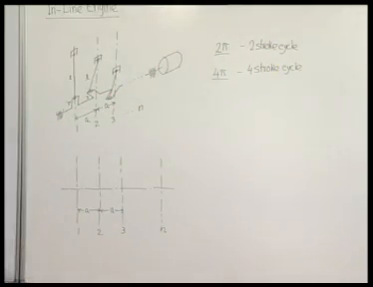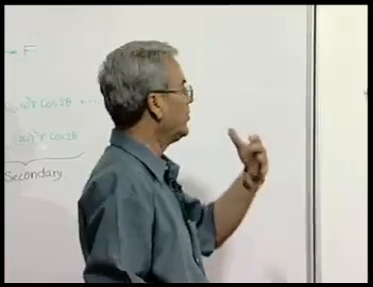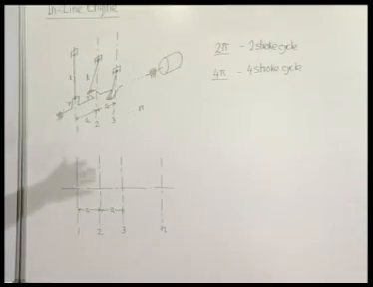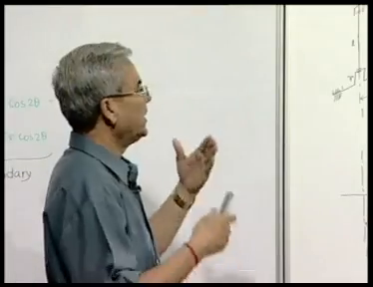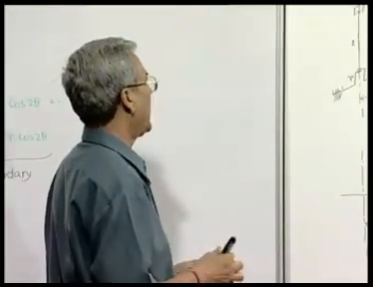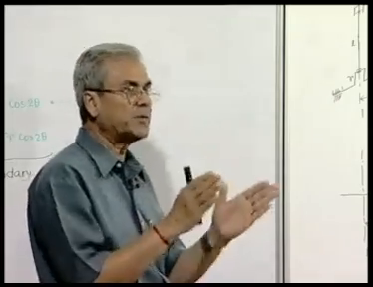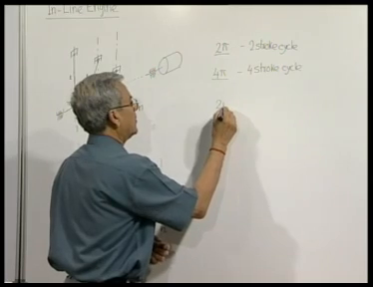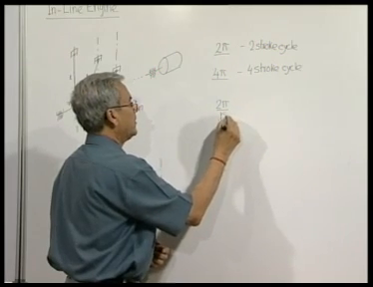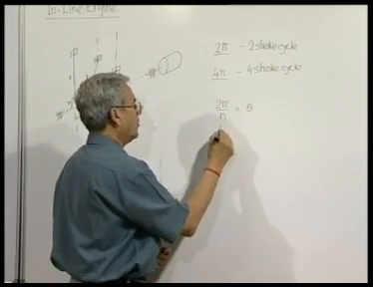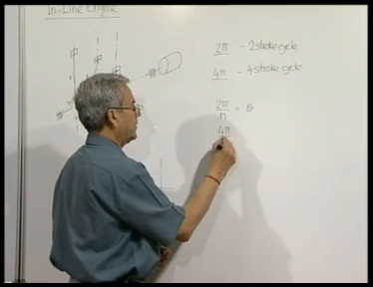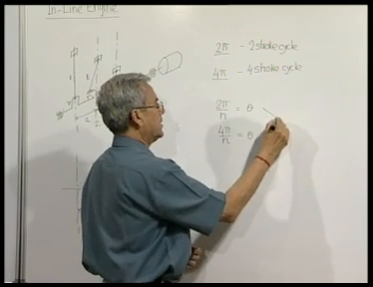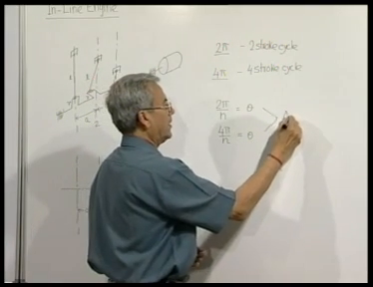So, if we have to distribute the firing uniformly over this whole period of the crank rotation, either 2 pi or 4 pi, therefore the angle of rotation of the crankshaft between consecutive firings will be either 2 pi by n or 4 pi by n. This is the angle.